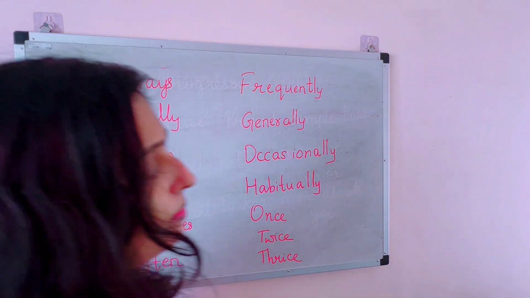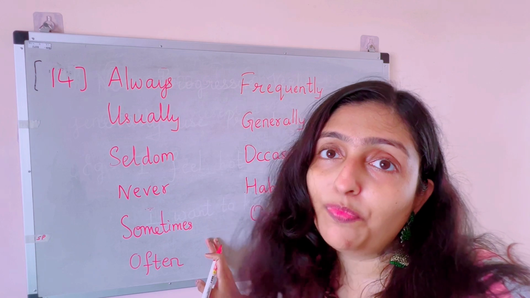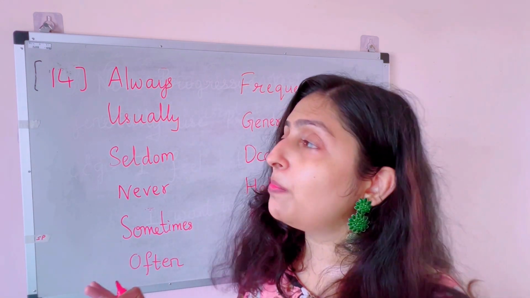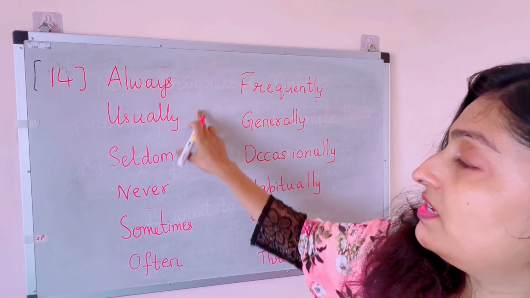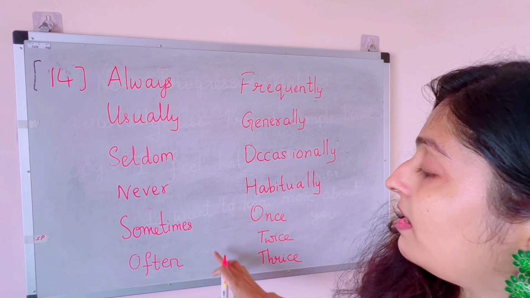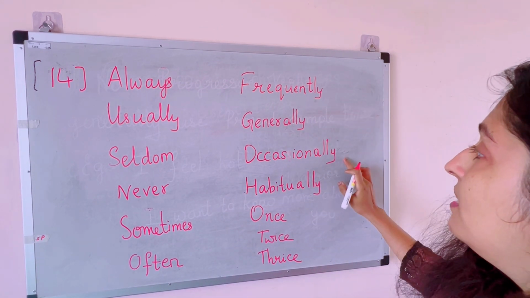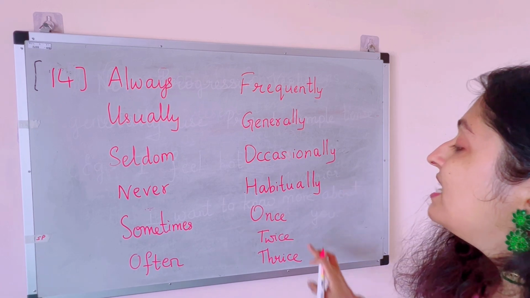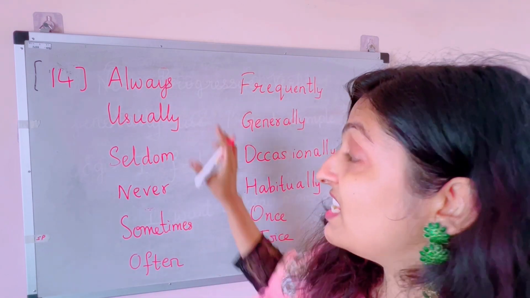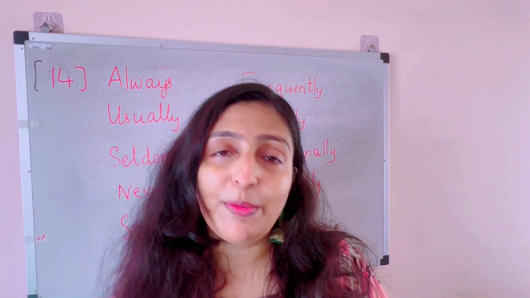This is rule number 14. You can see the list of adverbs here. With these adverbs, we use only simple present tense. Always, usually, seldom, never, sometimes, often, frequently, generally, occasionally, habitually, once, twice, thrice. There are more such adverbs with which we use only simple present tense.